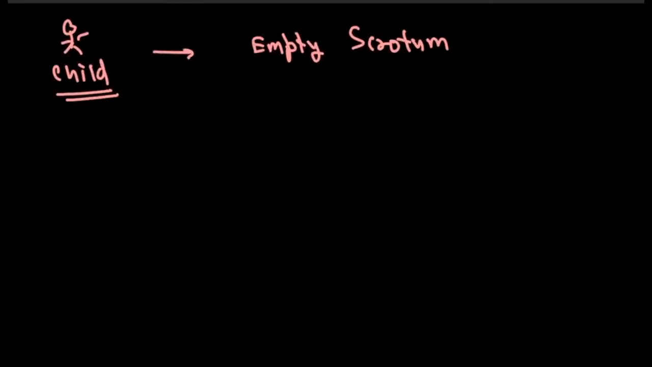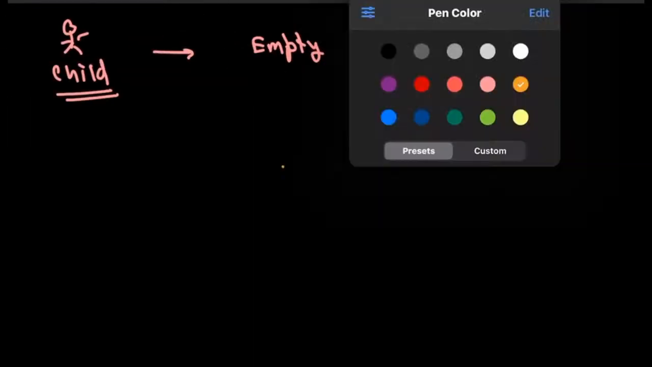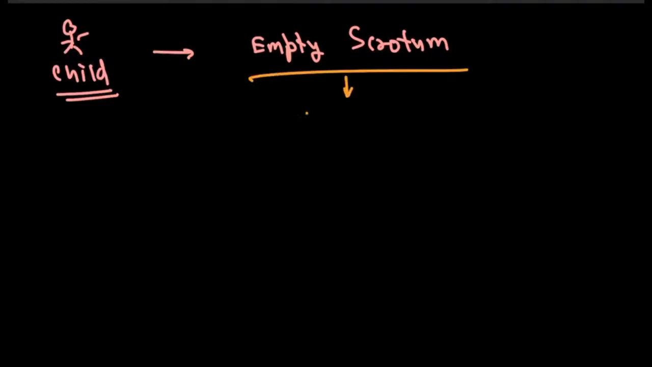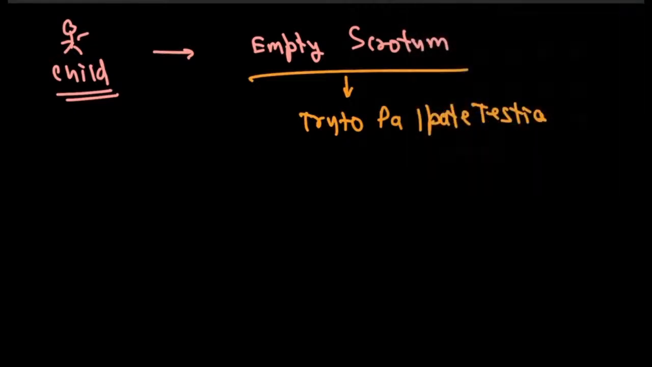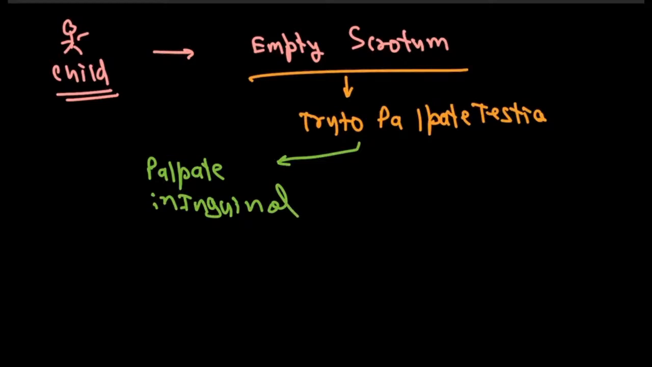Moving on. So guys, let's say the patient has an empty scrotum. What you will do, you will first try to palpate the testes. You might find the testes in the inguinal canal. If you are able to palpate it in the inguinal canal, great. Just go in for an exploration.